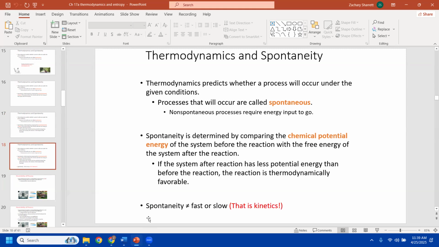Spontaneity has no bearing on speed. So we learned about kinetics at the beginning of this class, right? Chapter 13. I finally graded my formal reports for my class only about 2 months later. So no one even remembers anything about it. But if something's spontaneous, that doesn't mean it's going to happen fast or it doesn't mean it's going to happen slow. That is kinetics. That's a whole different thing. It just tells us if it wants to happen. Diamonds spontaneously convert to graphite.